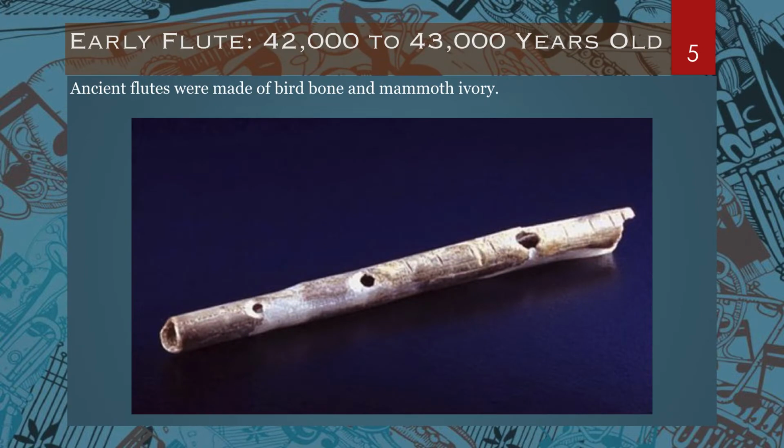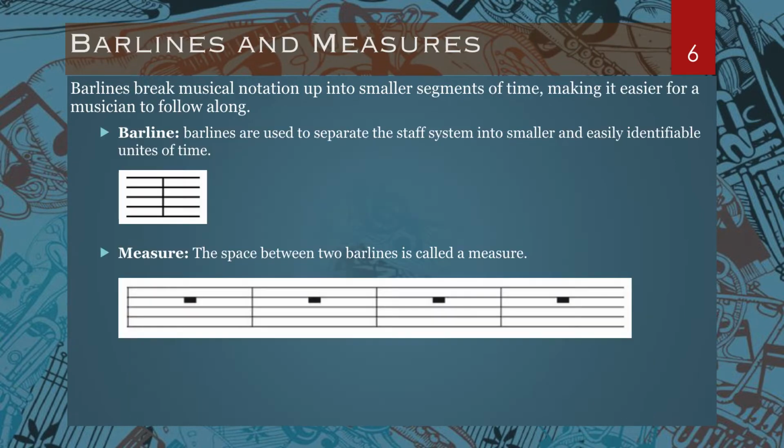So here's a larger image of that flute, just to give you an idea of what it looked like. You'll notice there's a large hole that was likely the mouthpiece. That was the part that the performer would actually blow into. And then the other two holes would be used to make the instrument effectively longer or shorter, which could change the pitch of the instrument.